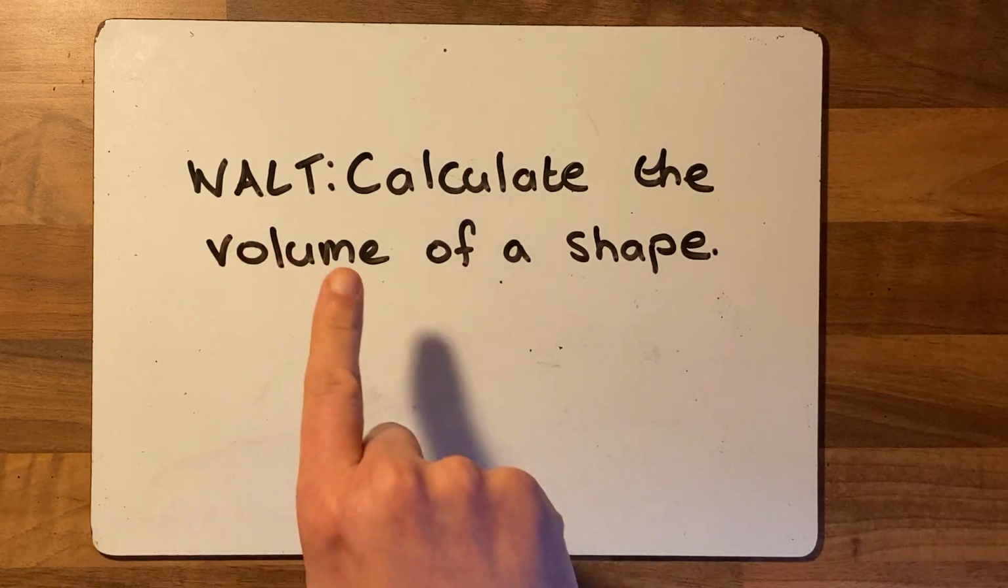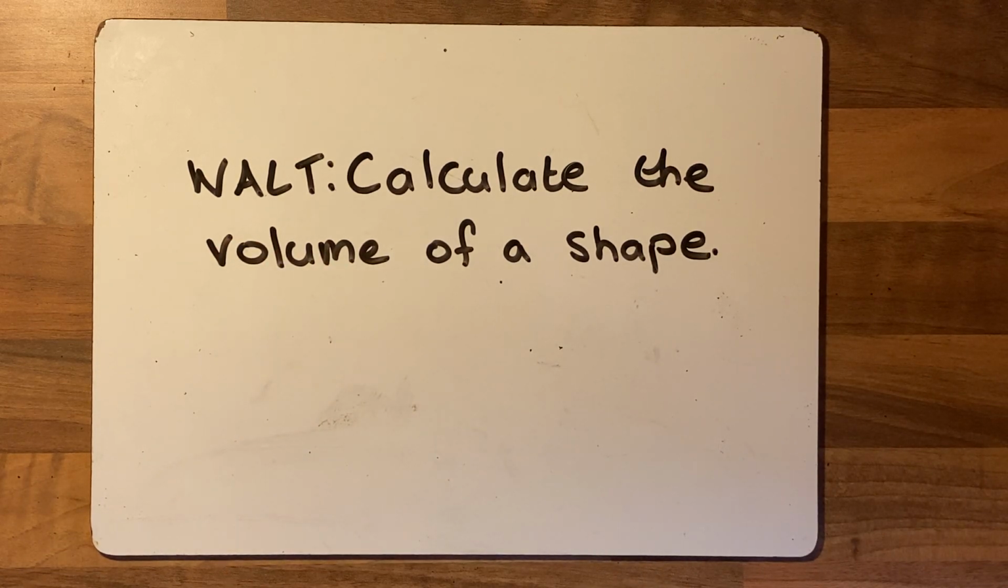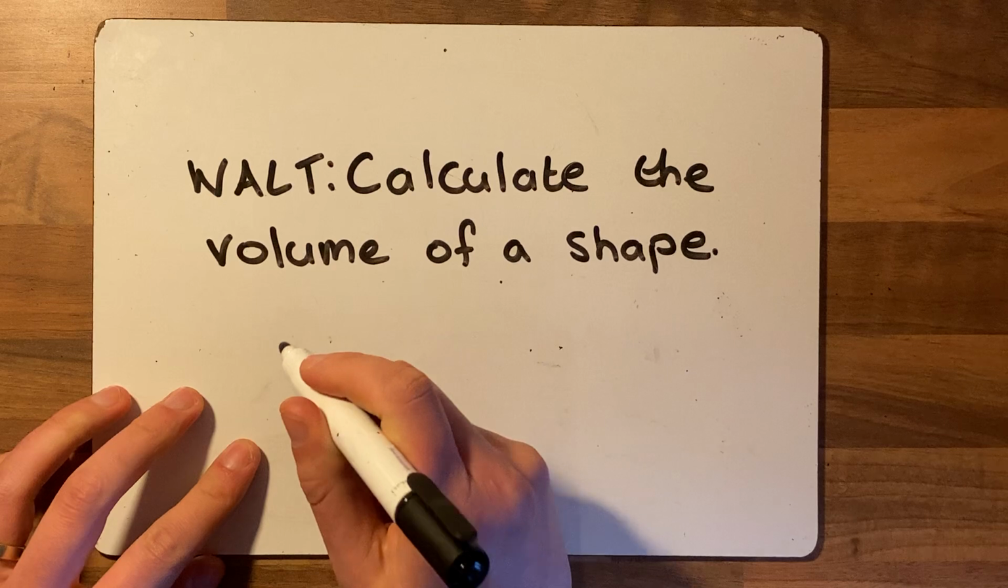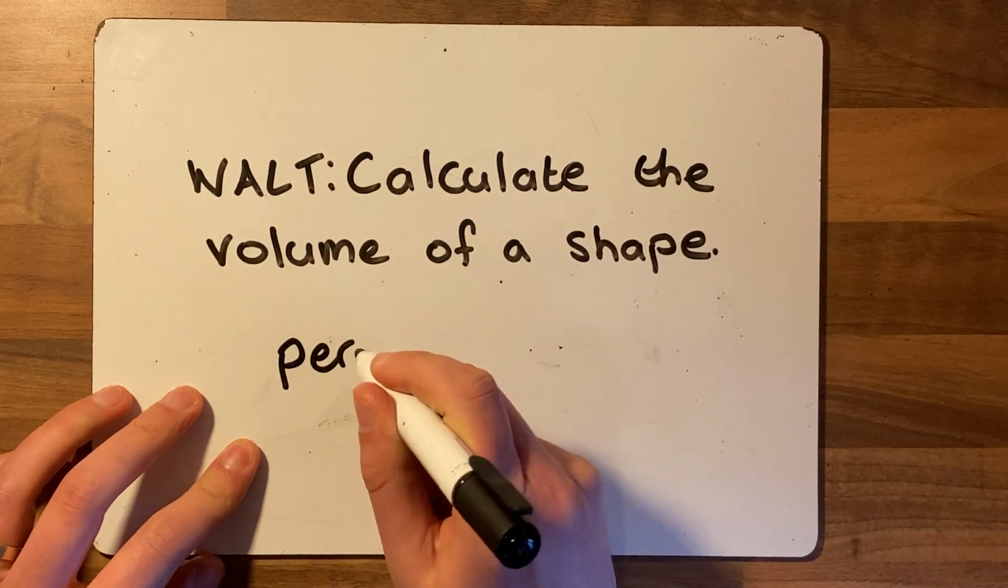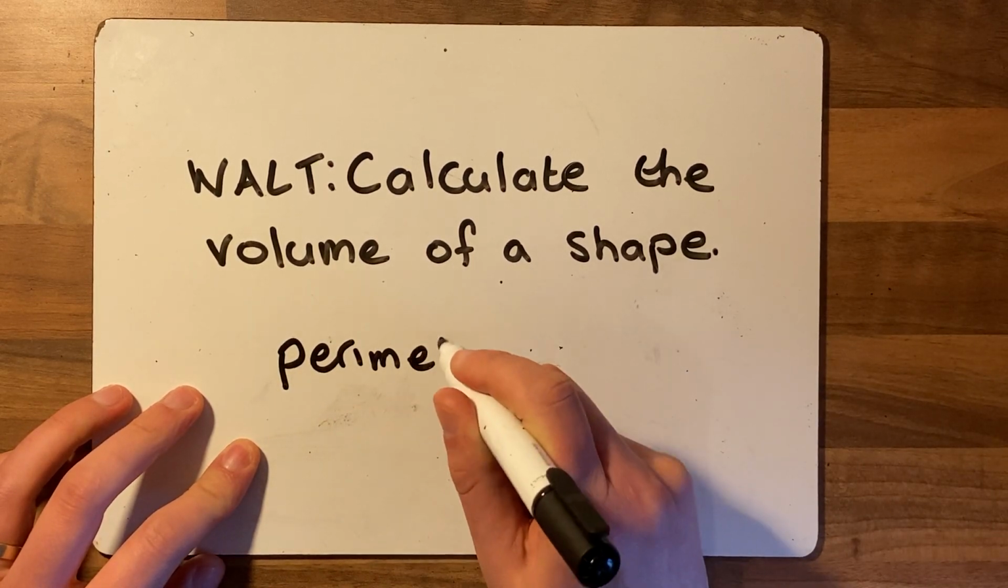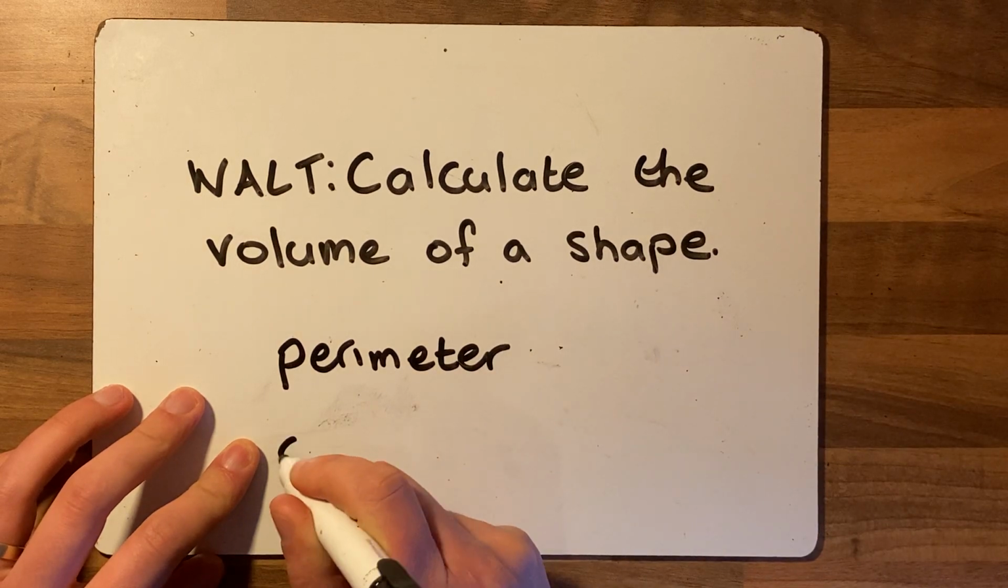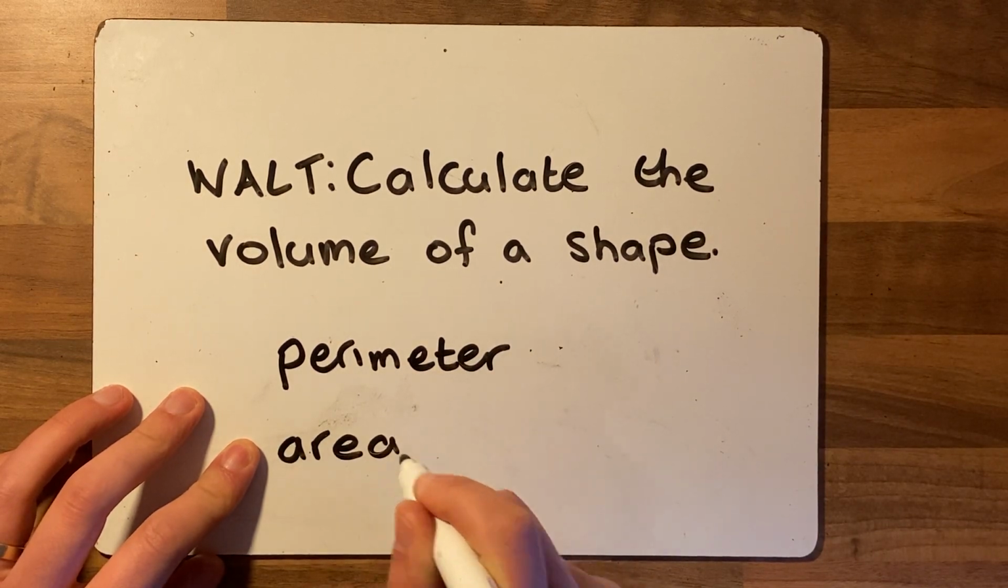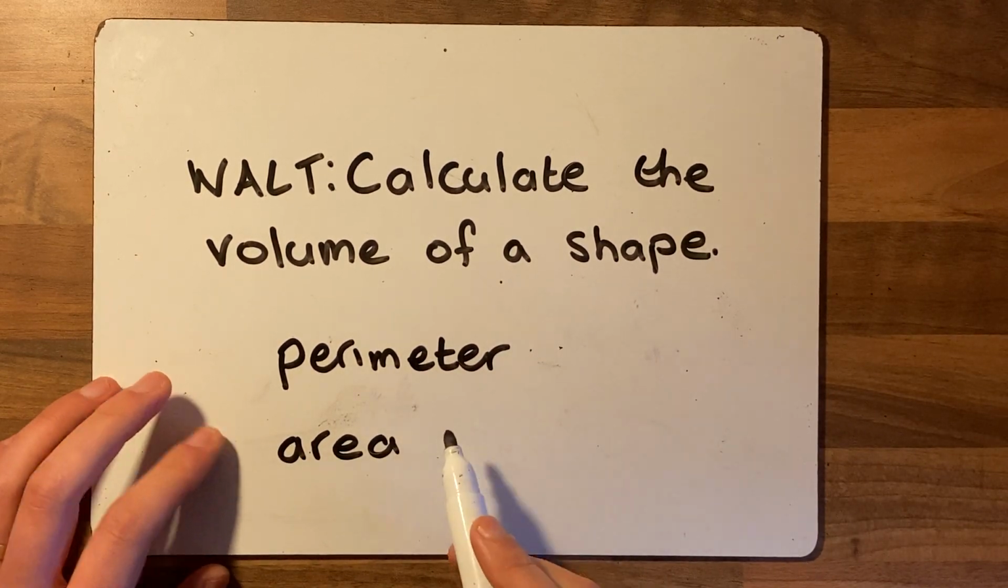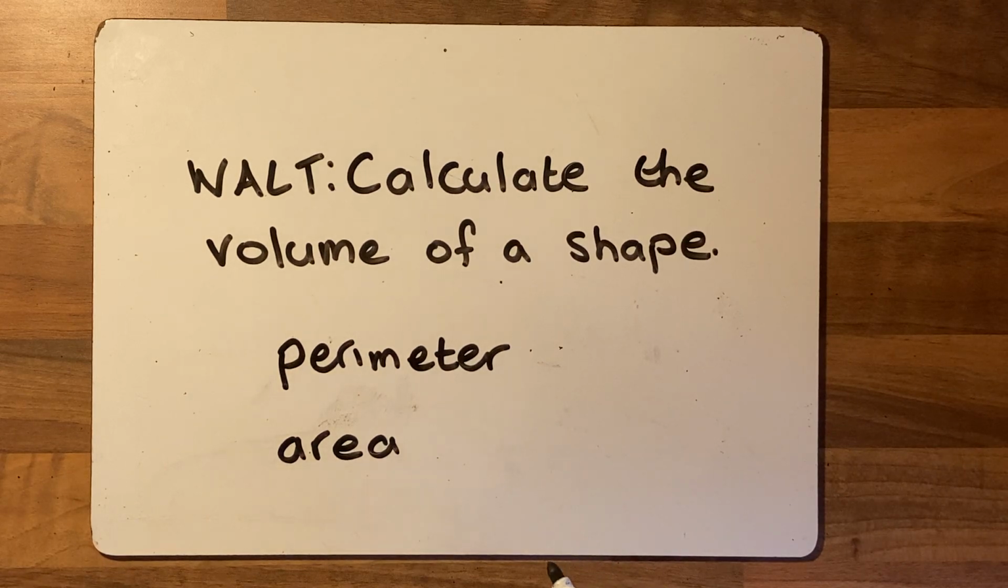So we are learning to calculate the volume of a shape. Now this is something new to you in Year 6, looking at the volume of the shape. Over the last week we've been looking at the perimeter of the shape, and we've been looking at the area of the shape. These are the two things that we have been looking at to do with shape over the last week or so.